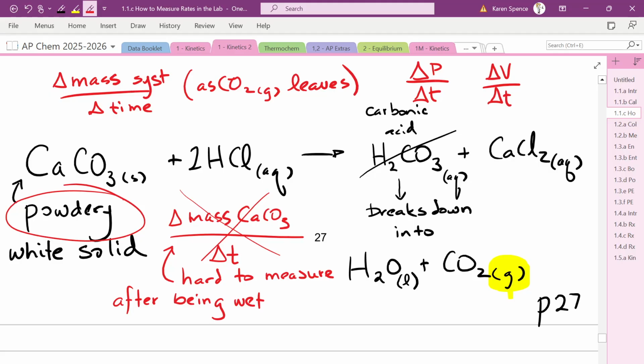There is one more way we could do. Yes? We could use a pH meter because we have an acid, right? So we could use a pH meter. Change in pH over change in time. Actually, I wouldn't say a change in pH over change in time. I would probably say a change in the hydrogen ion concentration over the change in time, but we would use a pH meter.